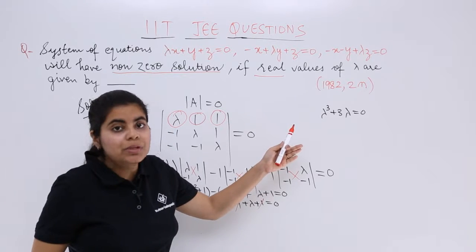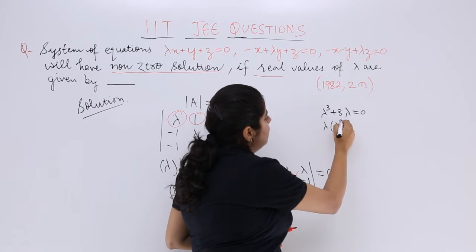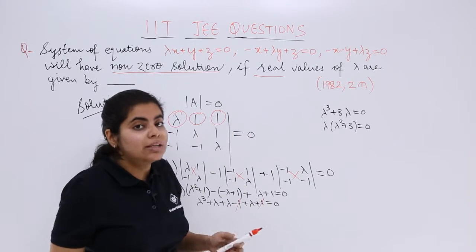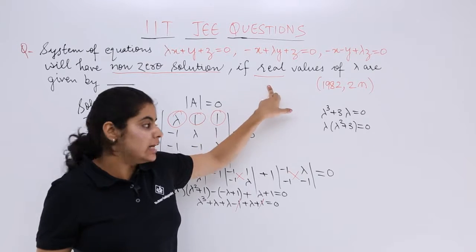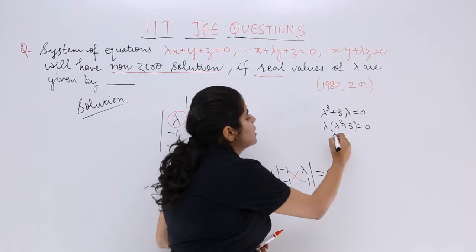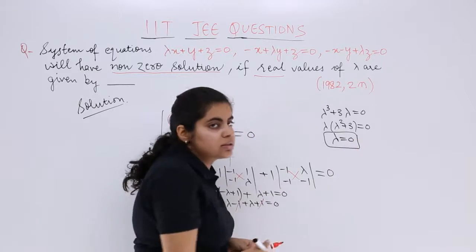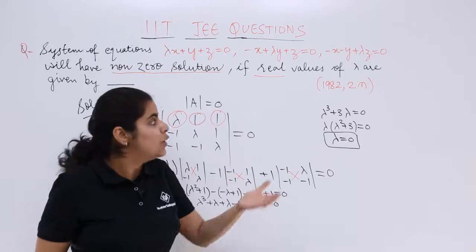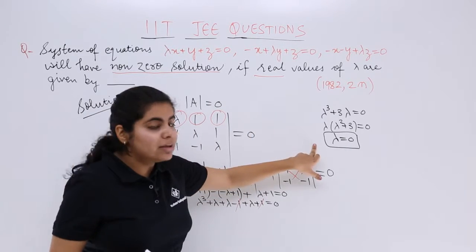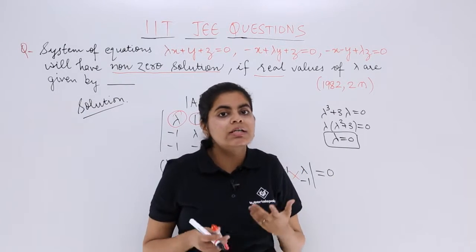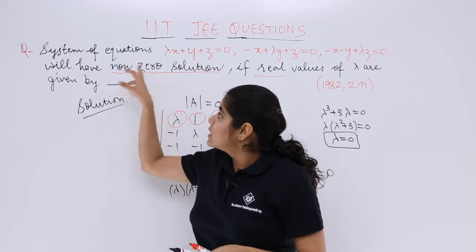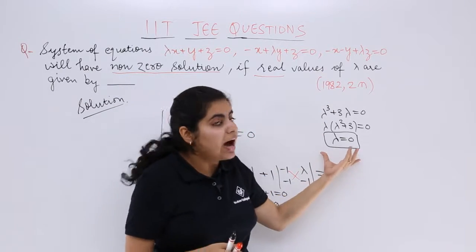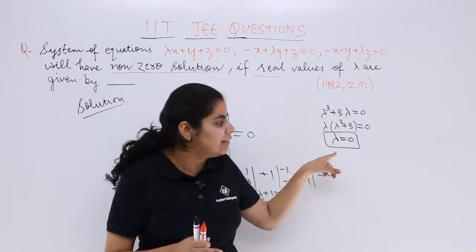Can you take something out common? Yes, you can. Lambda is common: lambda square plus 3 equal to 0. How many values of lambda are there? We do not care, but how many real values? That is the answer. Lambda is equal to 0, the first value. The second value is what? Lambda square is minus 3. That means you will have something imaginary, a complex number, which is not required. So only one real value is there, and that value is 0. The question was: the system of equations will have the real values of lambda as? Real values of lambda are? Yes, and that is 0.